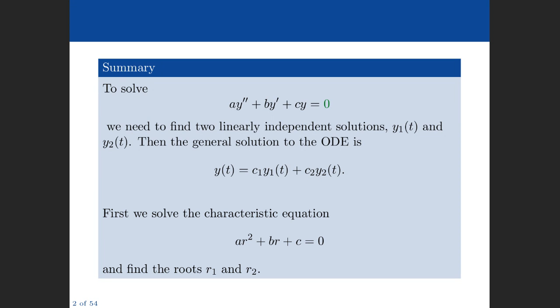The way that we were finding our 2 linearly independent solutions was, first we were looking at the characteristic equation, ar² + br + c = 0. Same numbers a, b, and c as in the differential equation, but we replace y'' by r², y' by r, and y by 1. We need to find the roots, let's say r1 and r2, of this quadratic equation.